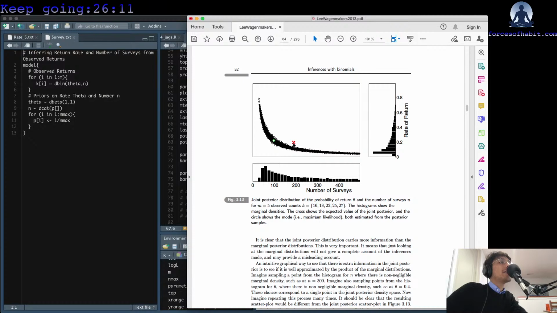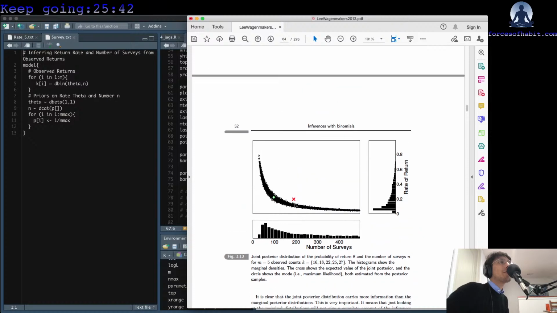And this is the expected value of the joint posterior. So the joint posterior gives us a different average than does the maximum likelihood estimation for both of them. So we're getting conflicting evidence, and we can only see this by modeling the joint posterior. I think that's the point they're trying to make.